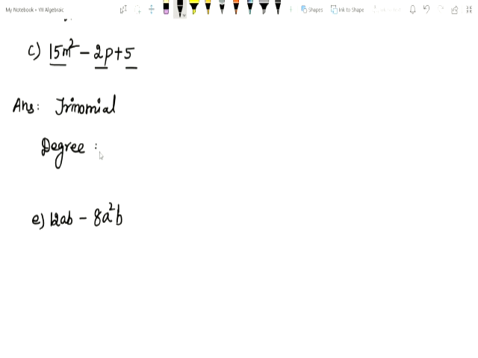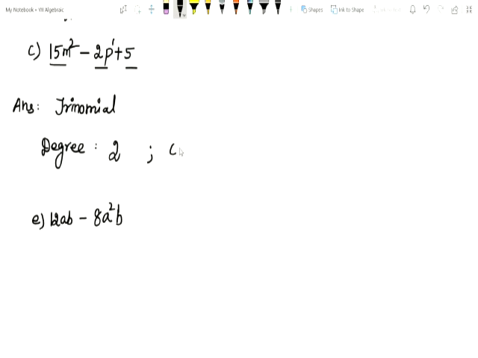What is meant by degree, children? The highest power of the variable. See here, the power of the variable is 2. Second term, the power of the variable is 1. Third term is the constant, the power of the variable is 0. 2, 1, 0. In this, which is the highest power? 2 is the highest power. So the degree of the polynomial is 2.